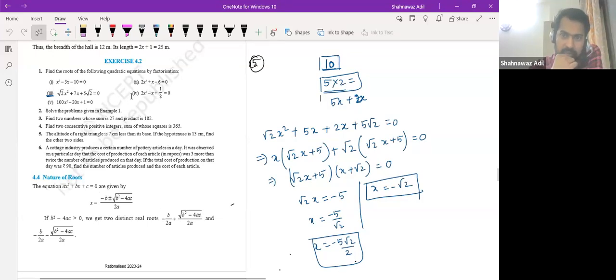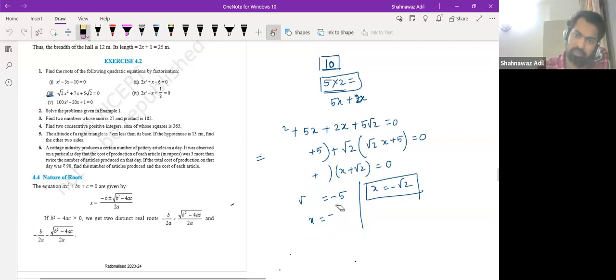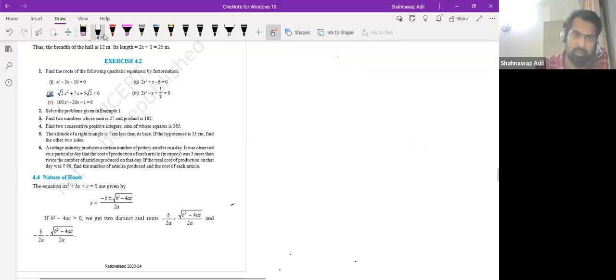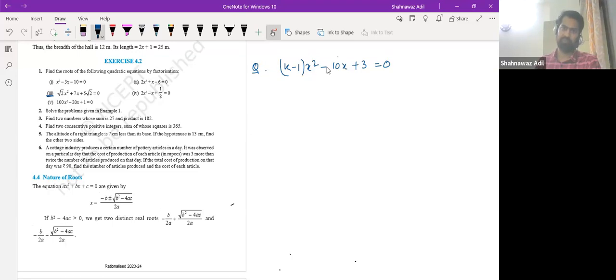Once, I'll tell the question. Yeah, it is: if one of the roots of the equation (k minus 1)x square minus 10x plus 3 is the reciprocal of the other, find the value of k. Right, this is the quadratic equation.